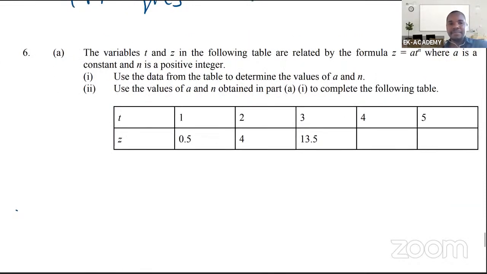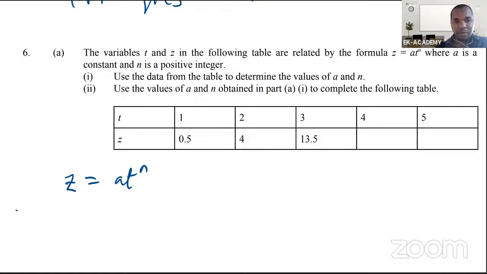Question number 6: the variables T and Z in the following table are related by the formula Z equals A T power N, where A is a constant and N is a positive integer. Use data from the table to determine the value of A and N. We are supposed to use data in the table to determine the value of A and the value of N.